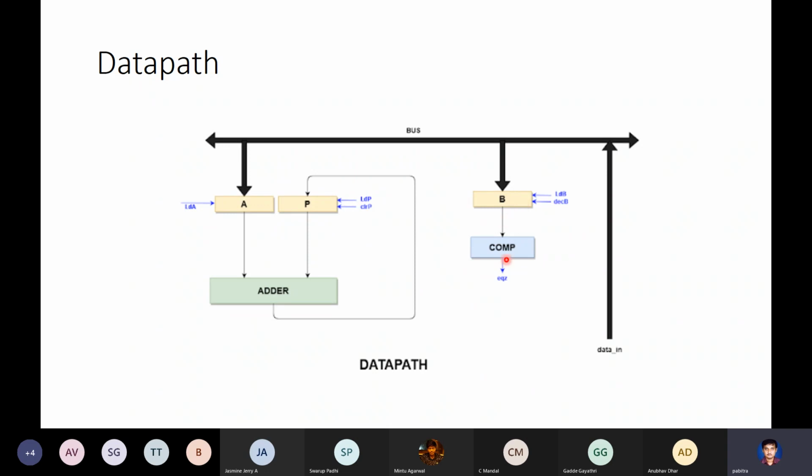How many times? B number of times. So every time you add A to B, you keep on decrementing B. Finally, you see when B is equal to 0, this is a status signal, whether the loop has been completed. So the control path will look into the status signal and decide the timing, how many times load A, load B, decrement B should be operated.